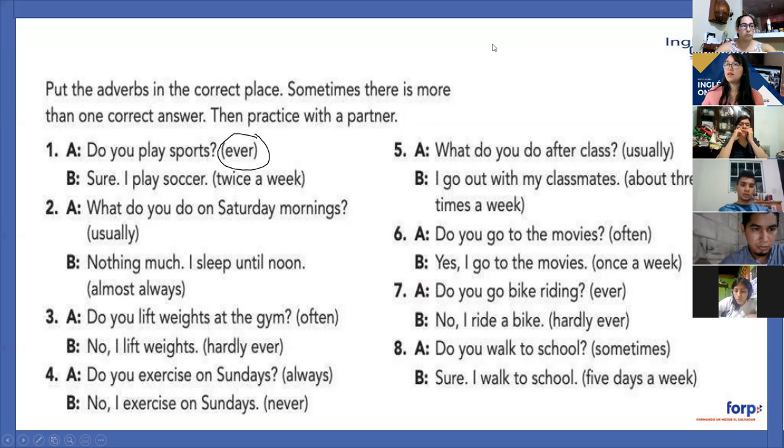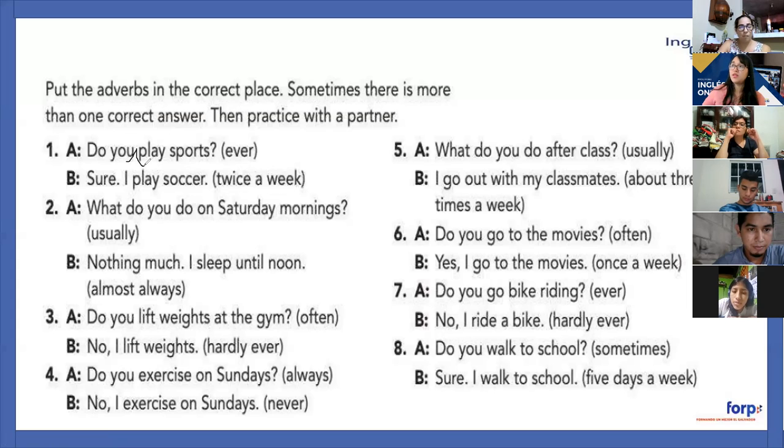Ok, ¿cómo nos quedaría? ¿Cómo podemos hacer this question? But we have to include ever. ¿Cómo nos quedaría entonces? Do you ever play sports? Exactly. Vamos a escribir entonces. Do you ever play sports? Very good. ¿Cómo nos quedaría in this sentence, if I want to include twice a week? Sure, I play twice a week soccer. No, I twice a week play soccer.